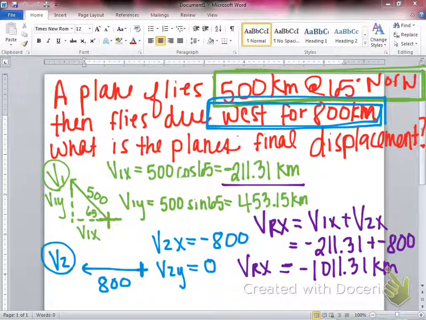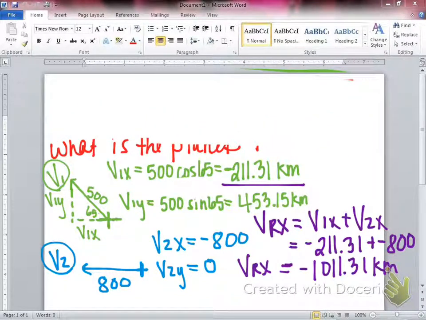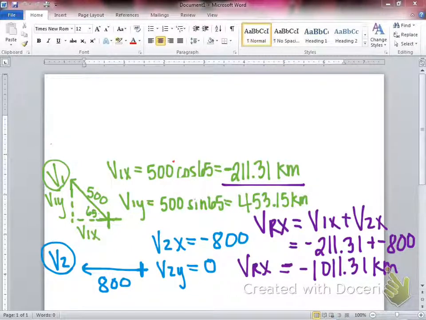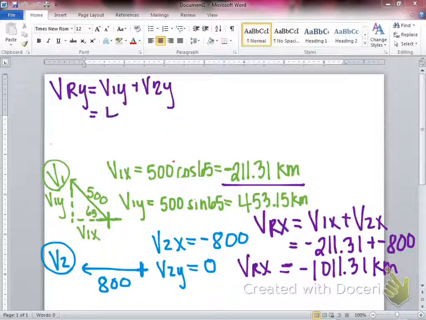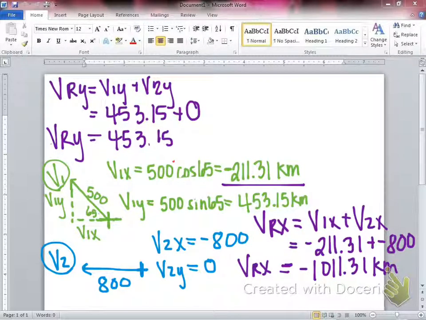Why do we need negatives for both of those vector components? They're both going west. Yeah, they're both going west. Okay, so there's our v sub rx. Do we all agree with that? Okay, now let's solve for v sub ry. I'm going to give myself some more room up here. We're going to take v sub 1y plus v sub 2y, which is going to equal, what's my v sub 1y? 453.15. V sub 2y was equal to 0, which means v sub ry, my resultant vertical component, is equal to 453.15 kilometers, and it's going north or south? North. Okay, so it stays positive.